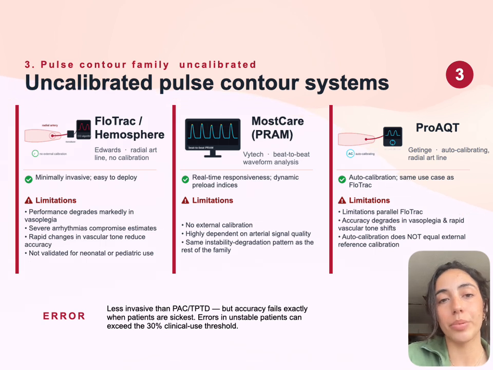In terms of the uncalibrated pulse contour systems available in the market, we have the FlowTrack by Edwards, the MostCare by Pram, and the ProIQT by Getinge. And of course, the benefits to these are that they don't require calibration, and therefore they're more reliable when used by different types of personnel that may not necessarily be licensed or particularly well versed in the use of these methods. And even though the benefit is that they are less invasive, what I was mentioning earlier is that the accuracy falls when the patients are most hemodynamically unstable. The errors in unstable patients exceed around 30%, and that is not acceptable within a clinical context.